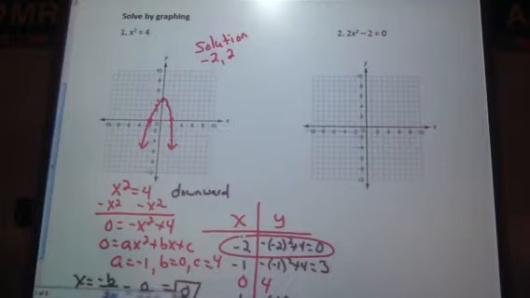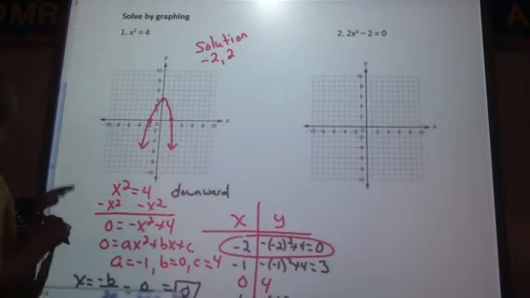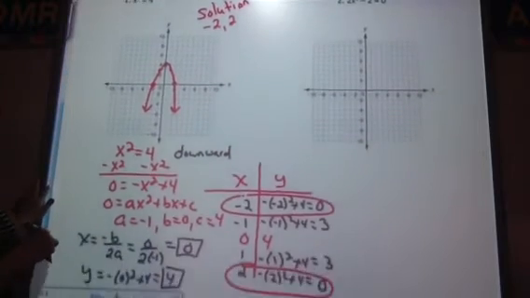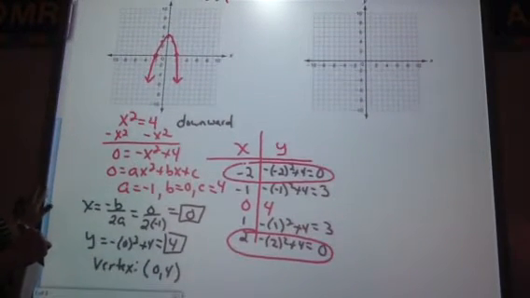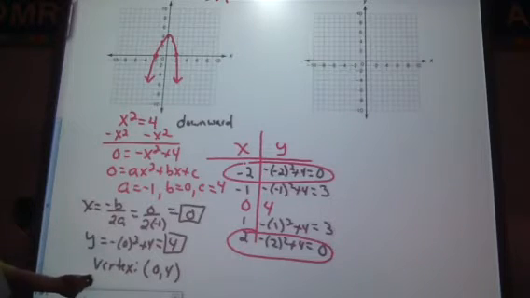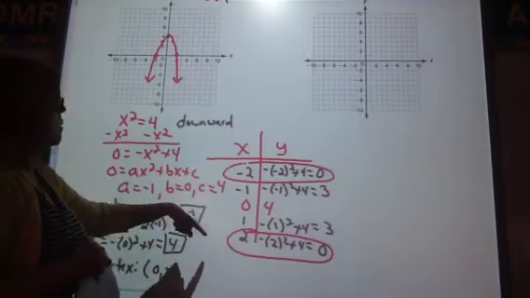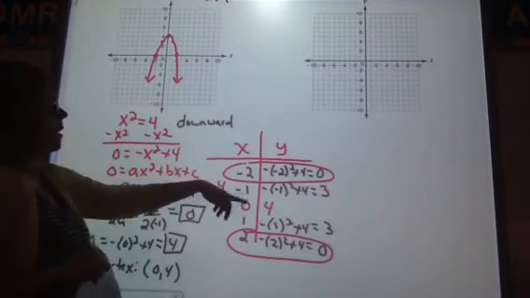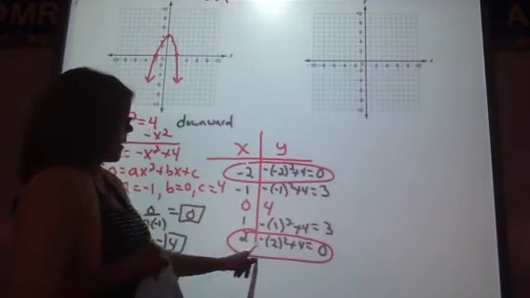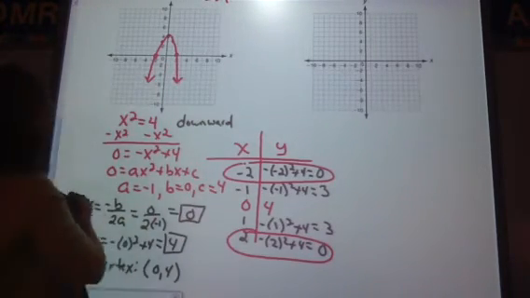Remember, with your zeros, you can have 2, 1, or 0 as your solution. So we found our x-coordinate, we found our y, we found our vertex. We did our xy chart to find 4 more points so that we could graph it. And when your y-coordinate is 0, that's our solution where it crosses the x-axis. Okay, let's do another one.